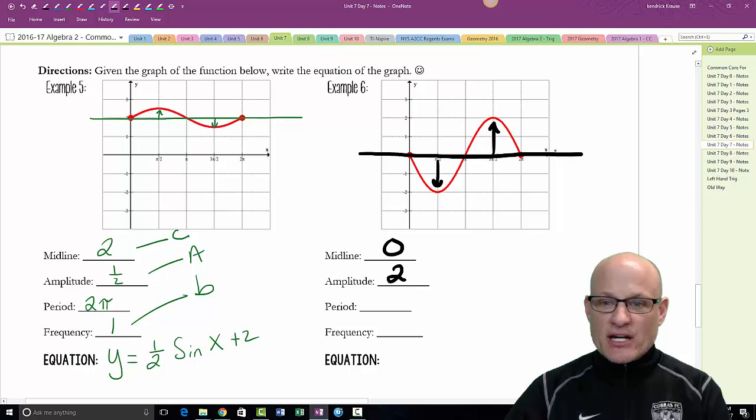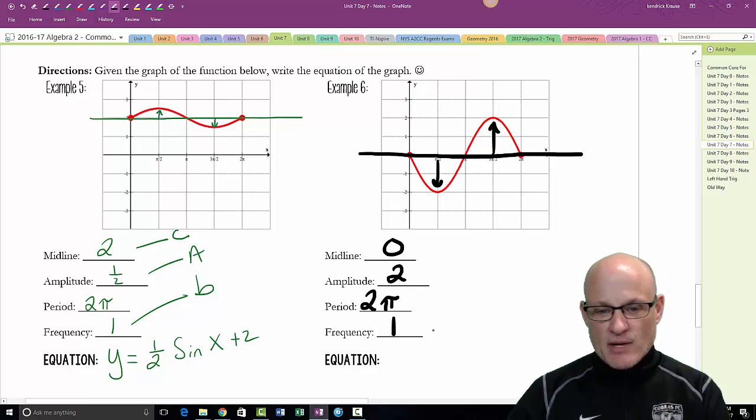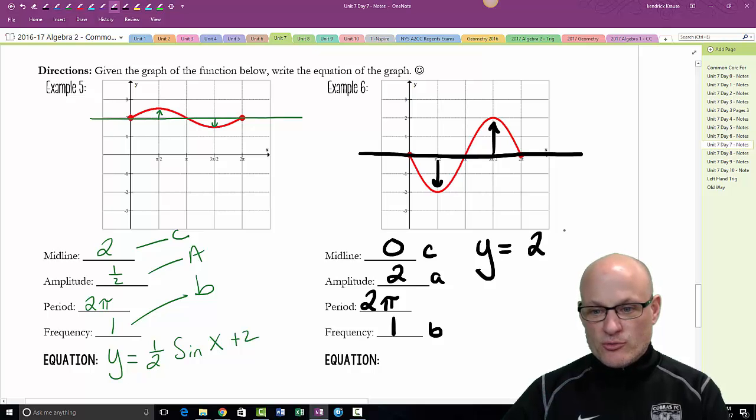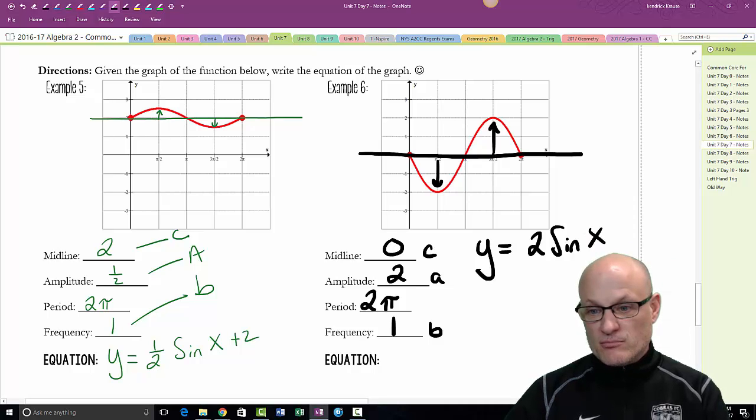How many curves did I finish in 2 pi? I only finished, what is my period? The time it takes to finish one full curve. 2 pi. And my frequency, how many curves did I finish in 2 pi? 1. So remember, this is B, this is A, and this is C. So my equation this time is y equals 2 sine 1x plus 0. I don't need plus 0.